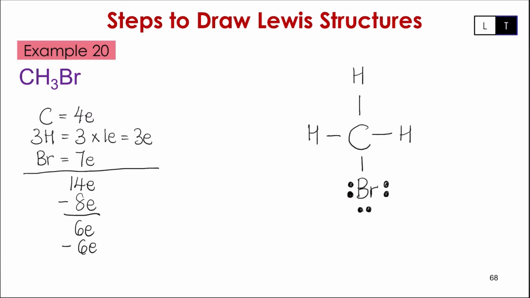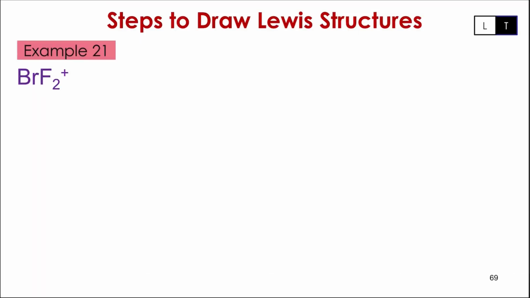So 6 minus 6 baki dia adalah 0 elektron. So kita dah dapat 0 kat sini. Complete. Dan ini kita punya structure. Mari kita check semua sudah octet ke belum. Hydrogen sudah duplet. Carbon sudah octet, ada 8. And bromine pun ada 8. So automatically 1 mark. This is the Lewis structure for CH3Br. Now we go for the next one.